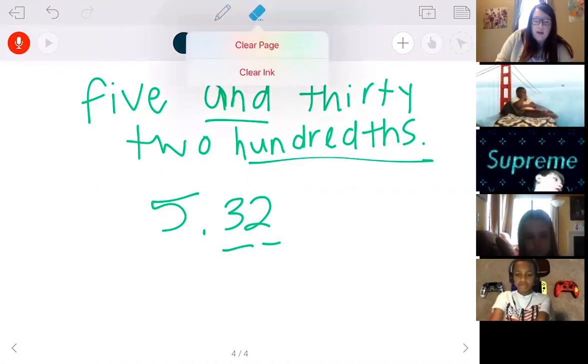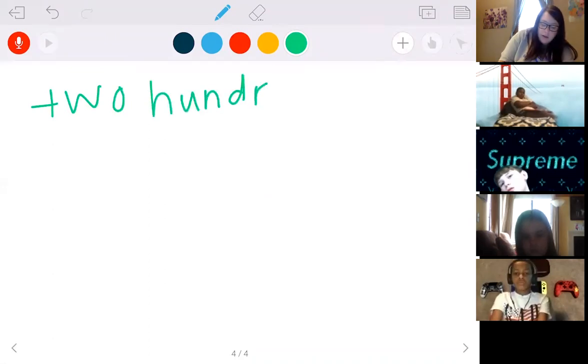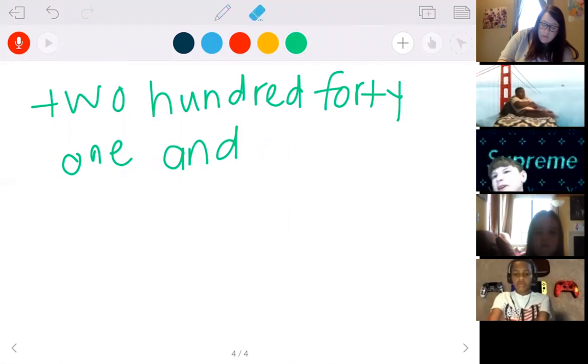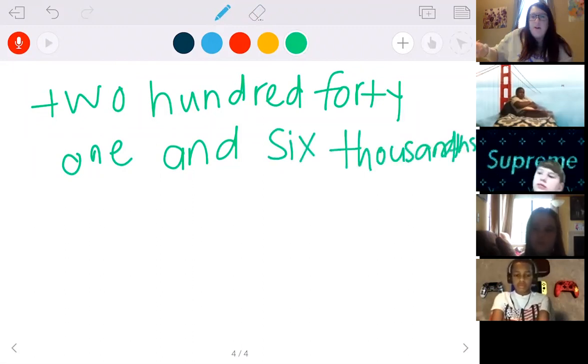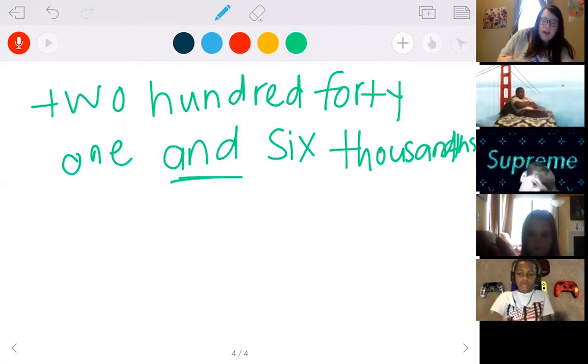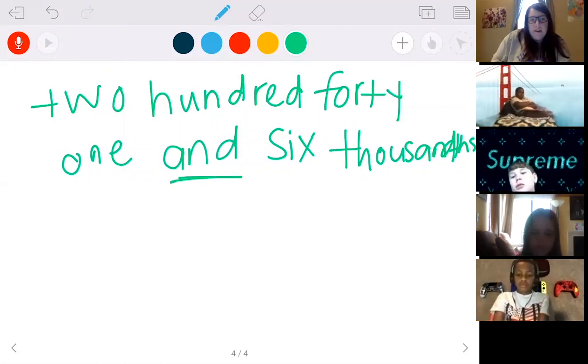Okay, if I give you one that says 241 and 6 thousandths. Sorry, I'm getting too close to the edge. So look at this one. I see the word and. That's going to be my decimal point. Anything before it needs to go to the left of the decimal.